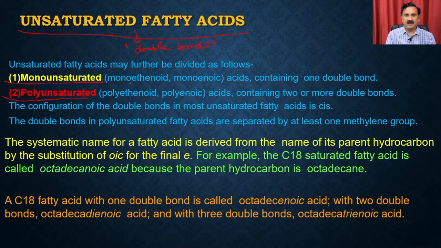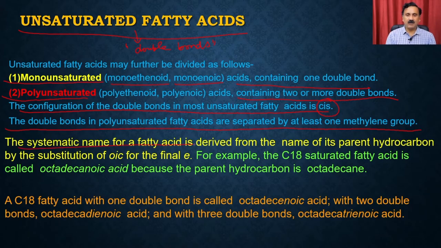A monounsaturated fatty acid contains only one double bond, and these are called monoenoic. Whereas the polyunsaturated fatty acids contain two or more double bonds. The configuration of the double bond in most fatty acids is cis, so there are no trans double bonds. The double bonds in polyunsaturated fatty acids are separated by at least one methylene group.